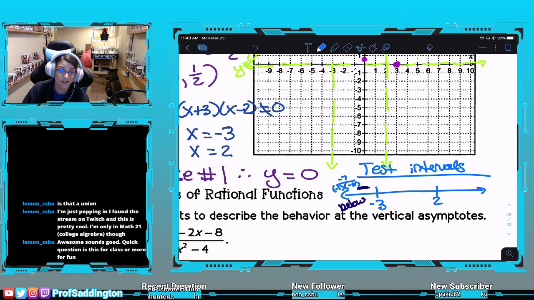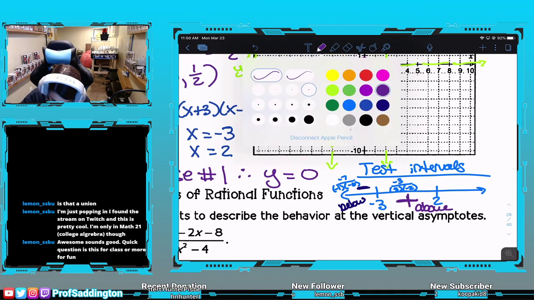Next, I like to use 0 because it's a pretty point. So if I test with 0, I'm going to get negative 3 over, let's see, 3 times negative 2, which that is going to be a negative over negative is going to give me a positive. So that's going to be above. So our hypothesis that that's going to look like a smiley face in the middle was right.